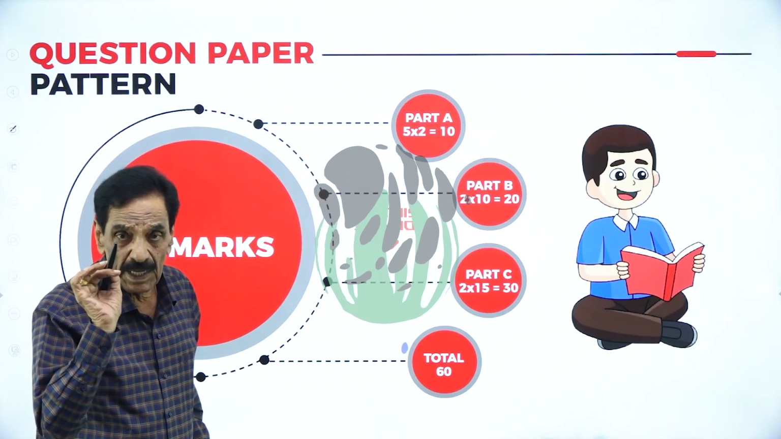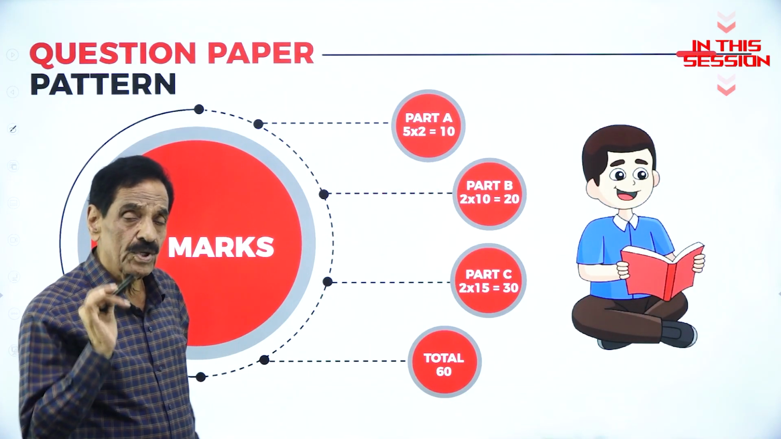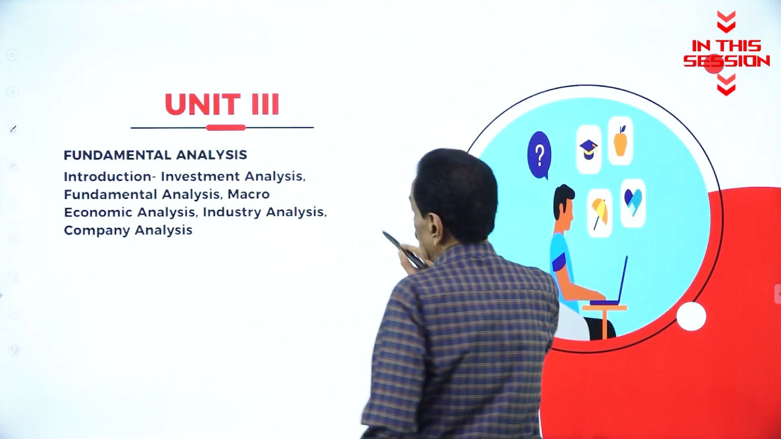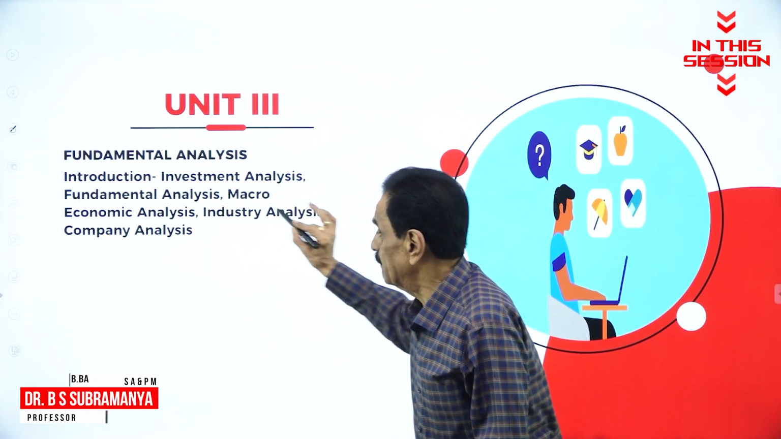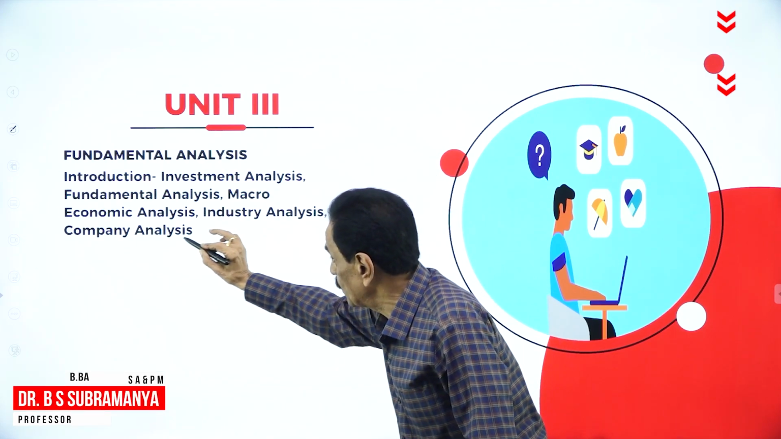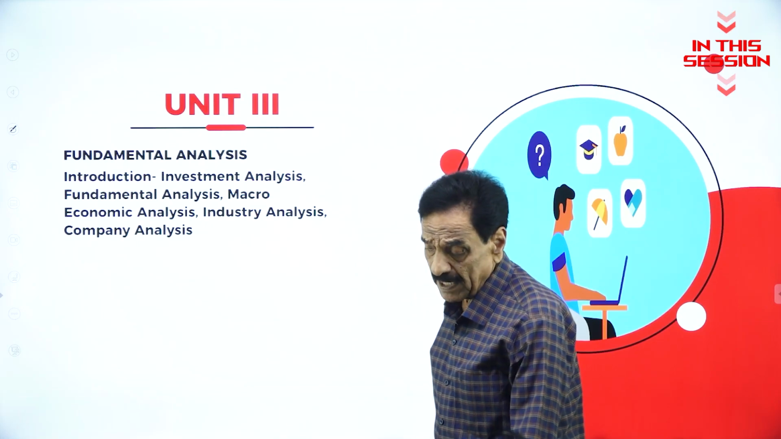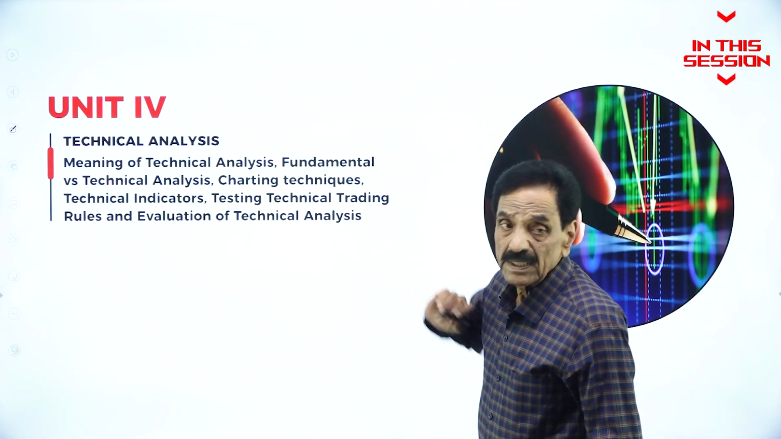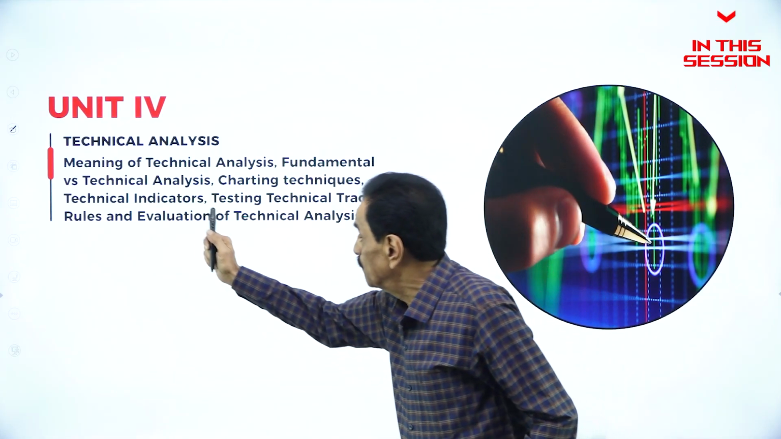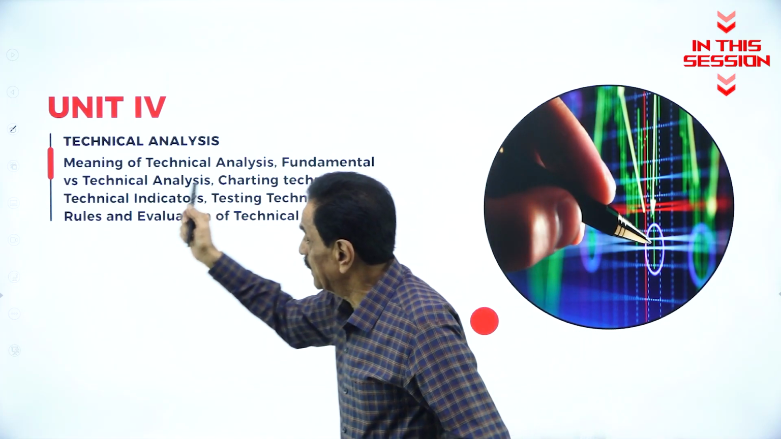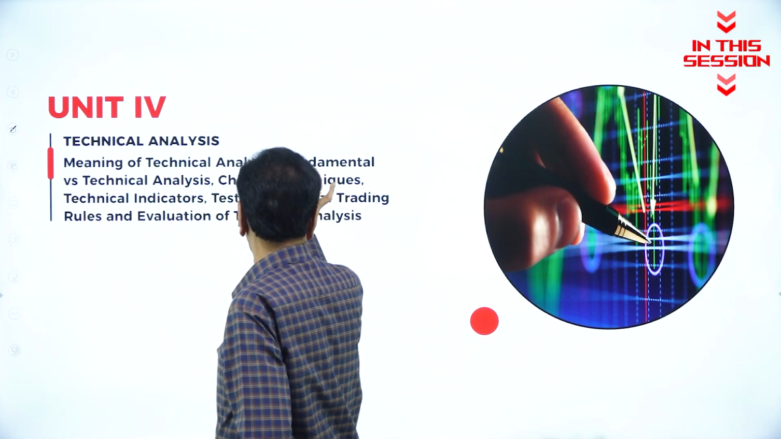Section B, 10 marks. We'll ask 4 questions. You have to answer any 2, each carrying 10 marks. Investment analysis, fundamental analysis, macroeconomic analysis, industry analysis, company analysis. Unit 4, technical analysis, meaning of technical analysis, fundamental versus technical analysis. This is important.